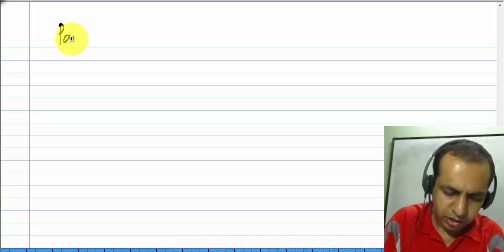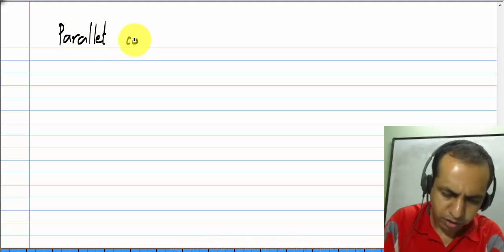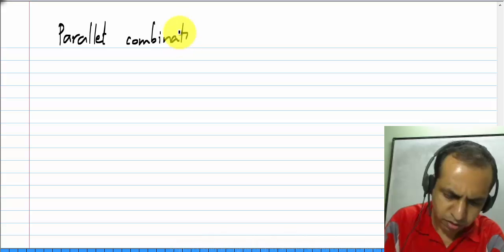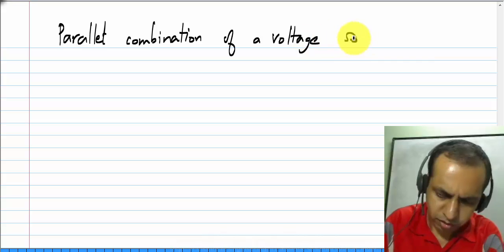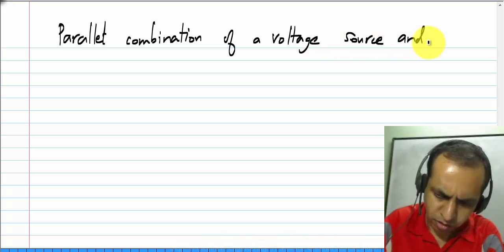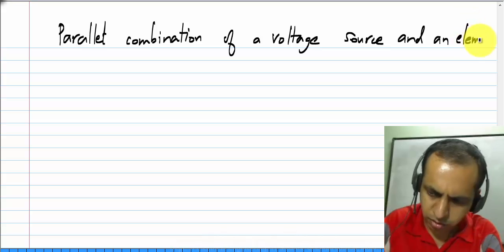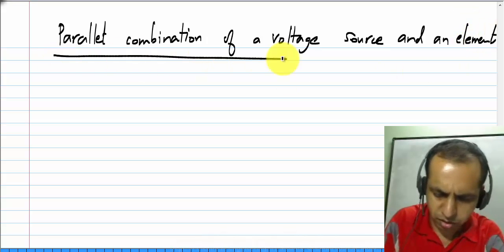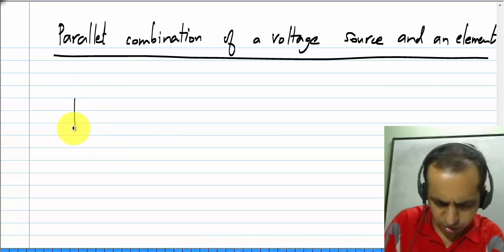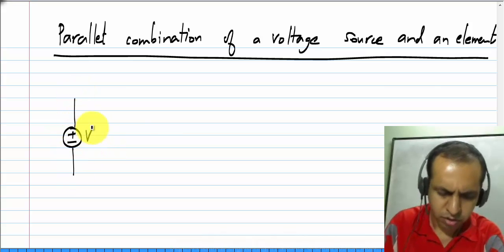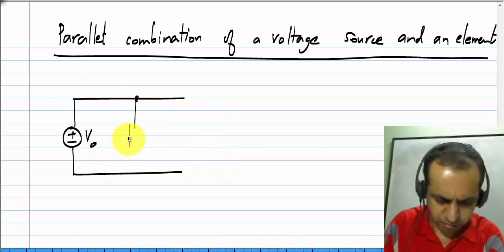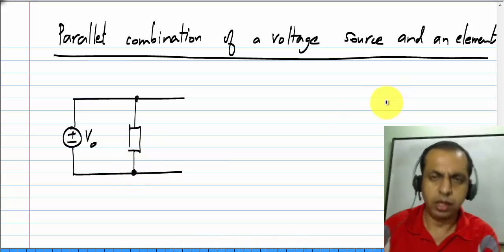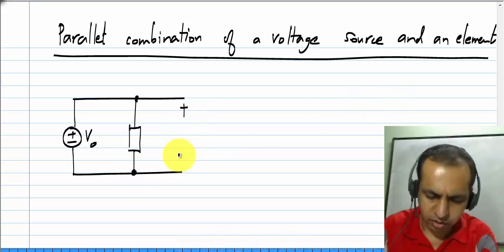Similarly, we will consider a parallel combination of a voltage source and an element. Let's say this voltage source has a value V naught, and we can connect any element across it.